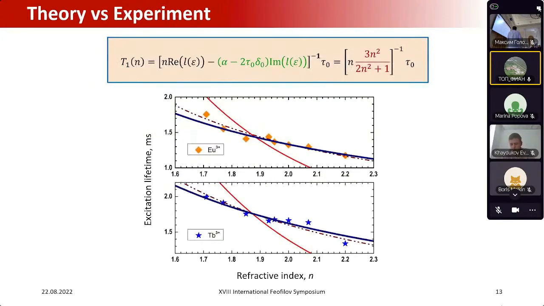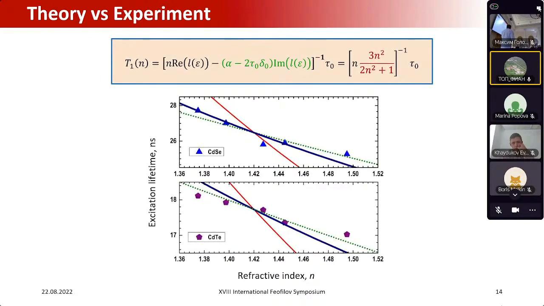Okay. Now, the thick blue line is the result that we have, and this is the comparison with the other models. Those are our fitting lines for the data collected from the literature about the rare earths, as well as for the semiconductor nanocrystals here. And the other curves demonstrate the competing theories, mostly phenomenological.